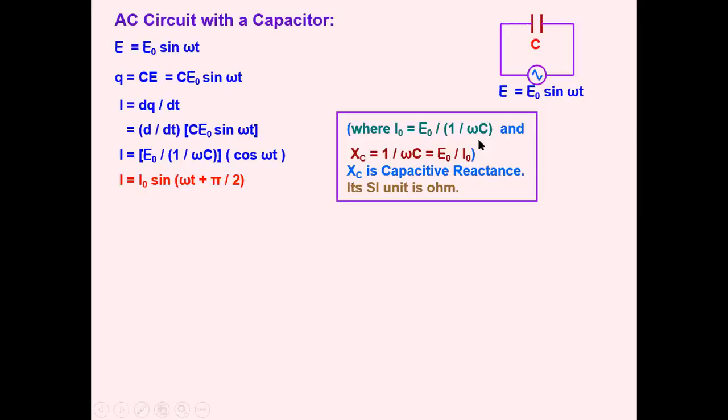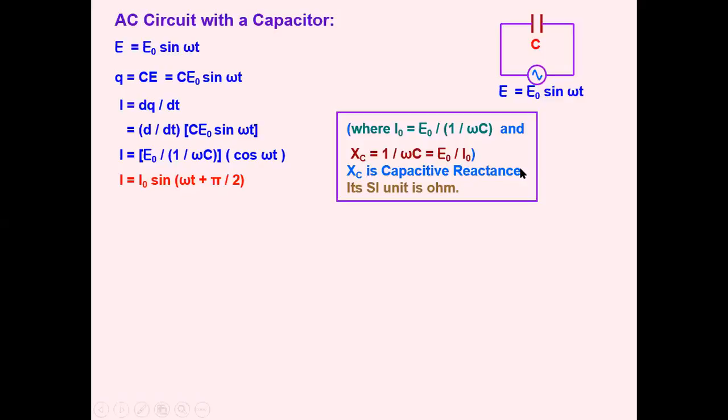And 1 by omega c is nothing but what? Capacitive reactance. According to Ohm's law, the ratio of alternating EMF to alternating current is equal to resistance. So 1 by omega c is capacitive reactance and is denoted by XC.